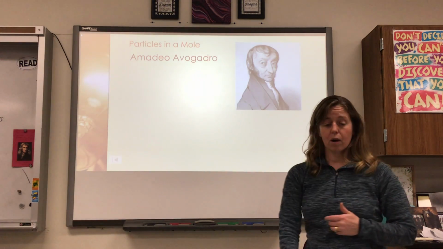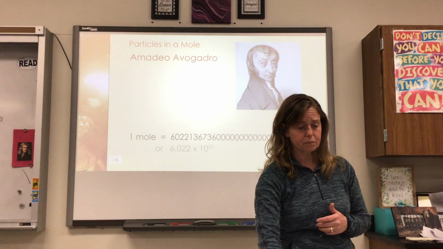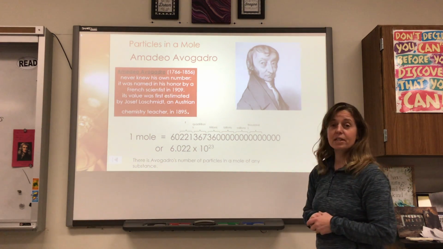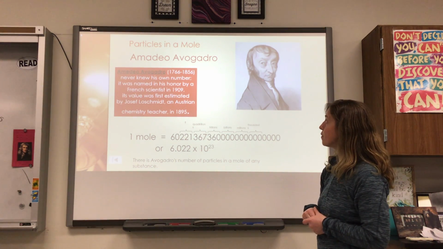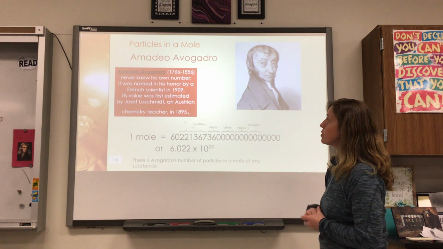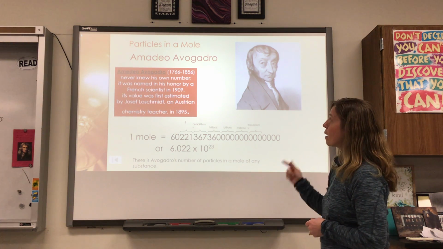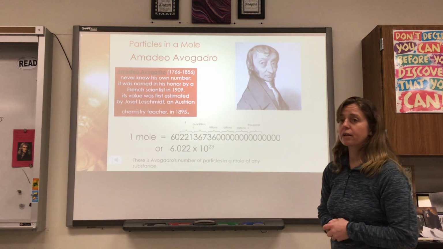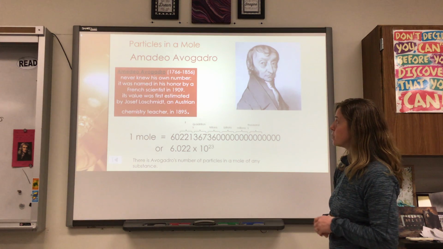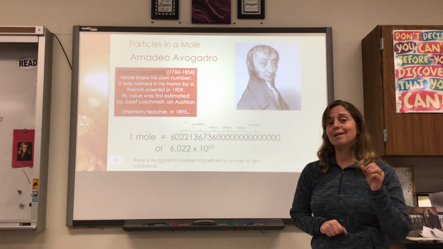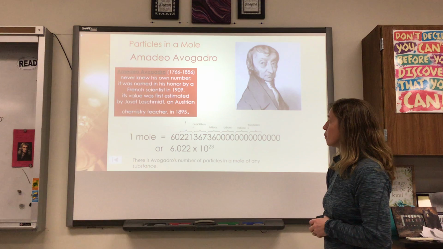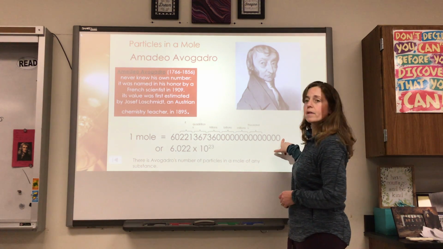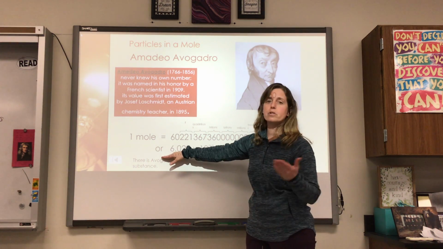This is Amadeo Avogadro, okay? He was born in 1766 and died in 1856. He never knew his own number. It was named in his honor by a French scientist in 1909. Its value was first estimated by Joseph Loschmidt, an Austrian chemistry teacher, in 1895. So, basically, this is the actual number that he came up with, which we abbreviate or put into scientific notation.